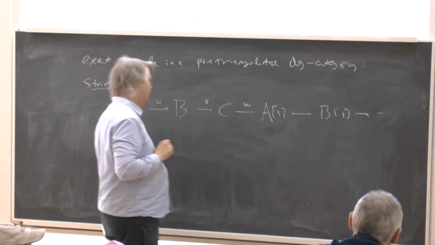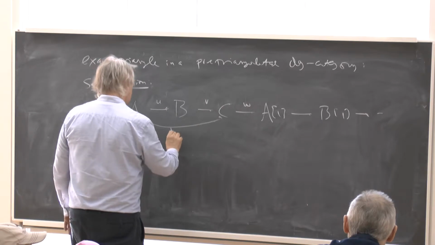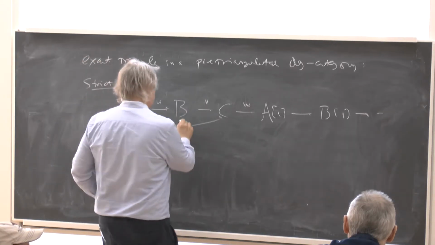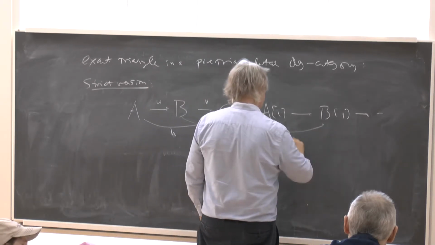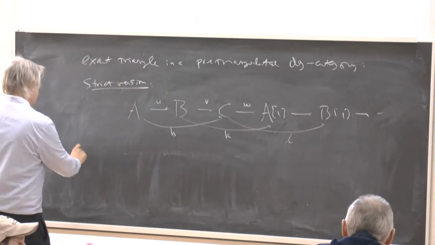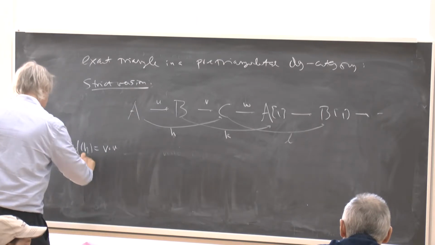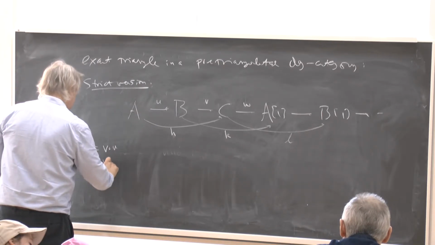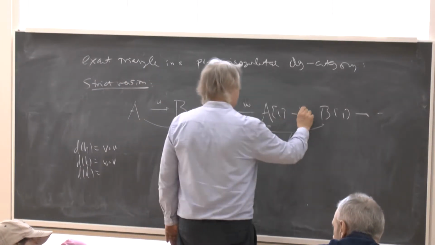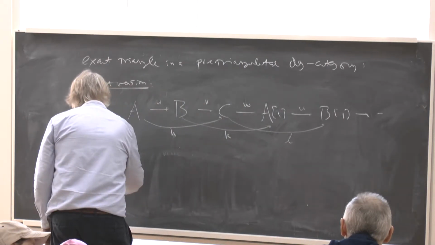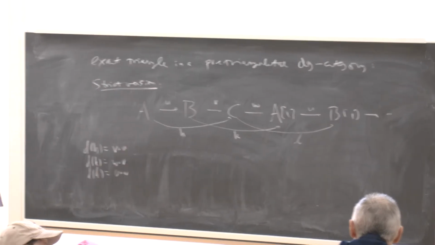These are those shapes. But then we're also given a morphism from A to C. Let's call that H. Let's call this K, and this L. And we would like D of H equals V composed with U, D of K equals W composed with V, and D of L equals U again, up to the shift. Okay, so that doesn't really say anything new.